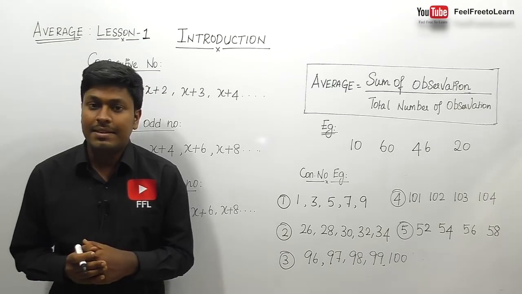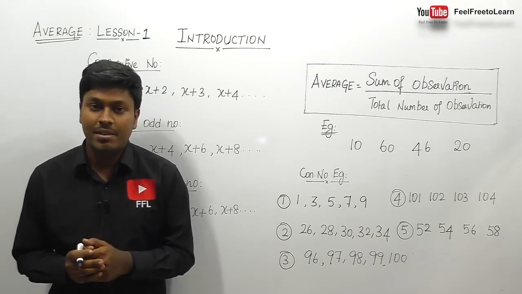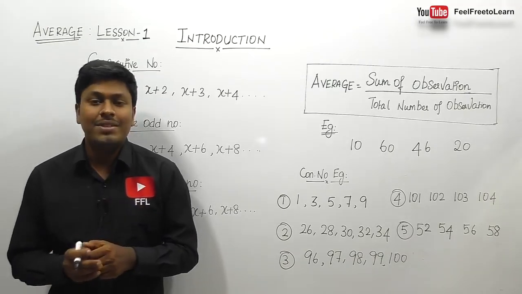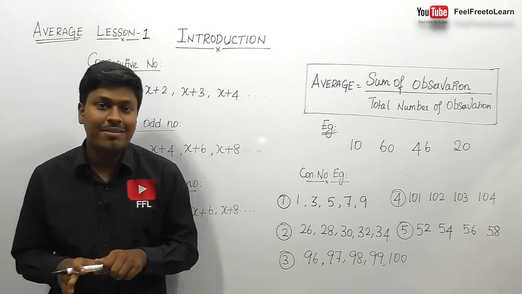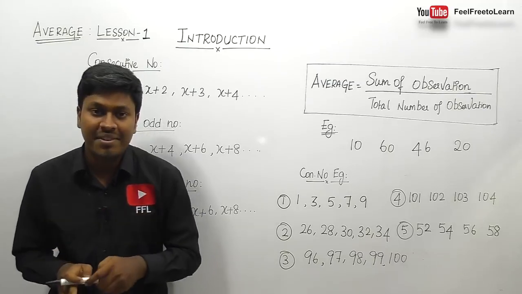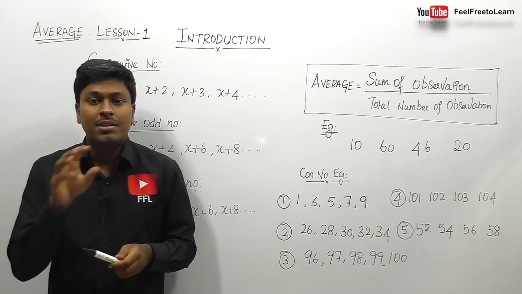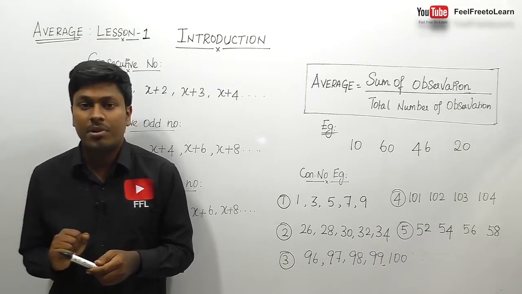So friends, in this lesson number 1, we are going to learn an introduction on the topic called average. Everyone who is preparing for competitive exams, I think you know how to find an average, right? Average is equal to sum of observations divided by total number of observations.